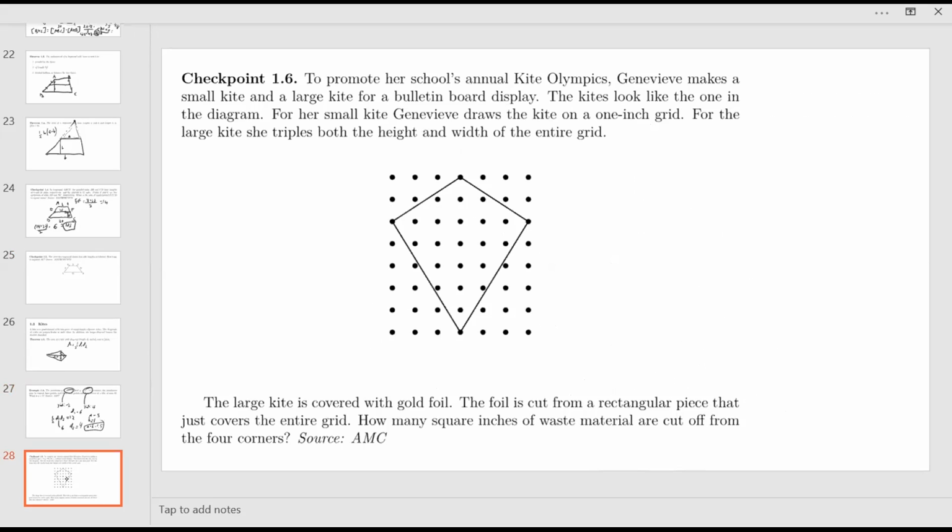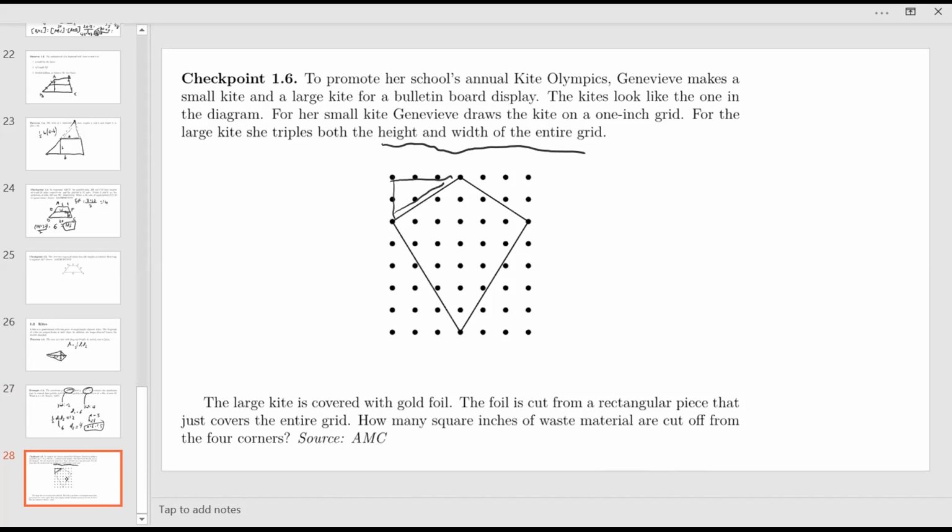Okay, finally we have this problem. Basically, this person has a small kite and a large kite. The small kite is drawn on this 1-inch grid, and then for the large kite, he triples both the height and the width of the entire grid. So essentially, let's find the area of these.